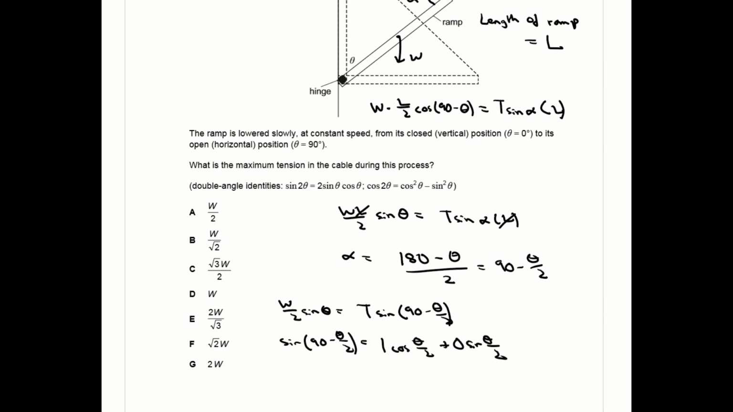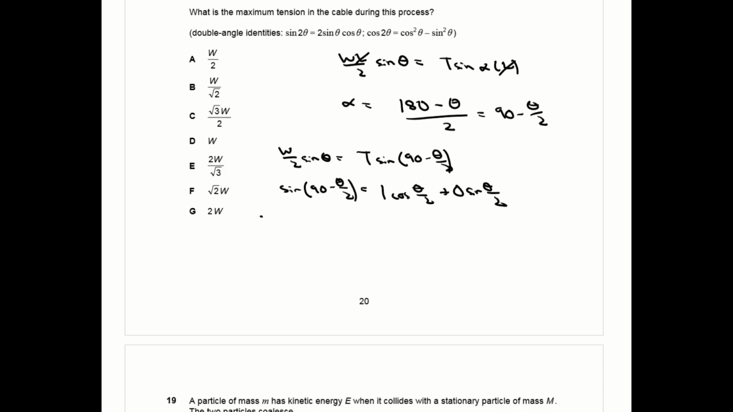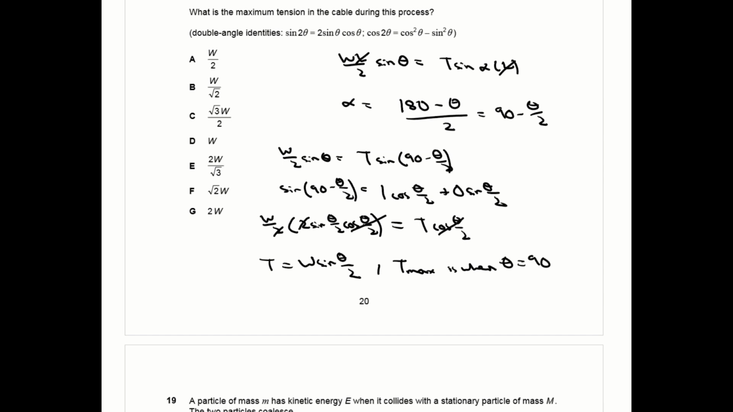And you can then plug this back into the moments equation and rearrange to get that the tension in the cable is W sine theta over 2. And you get the maximum tension when theta is equal to 90 degrees. So T is equal to W sine 45. And the maximum tension is therefore W root 2 over 2, which is W over root 2.